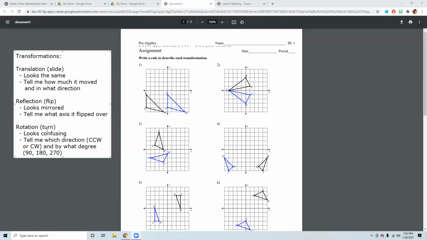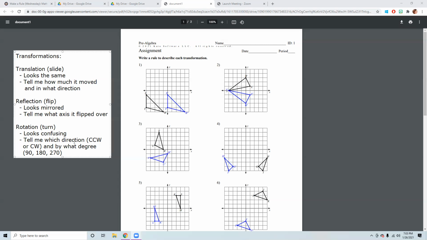For a rotation, basically you're looking for the one that's kind of confusing. I do a process of elimination, so I check to see if it's a translation first. If it's not a translation, I check to see if it's a reflection. If it's neither of those, it has to be a rotation. So something like this where it's kind of confusing looking, it didn't slide because it's not the same shape. It didn't reflect because it's not a mirror image of the other one, so it has to be a rotation.